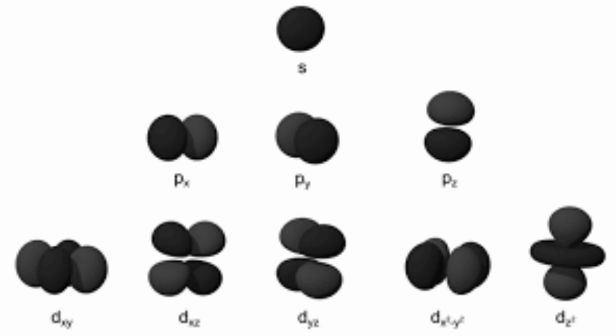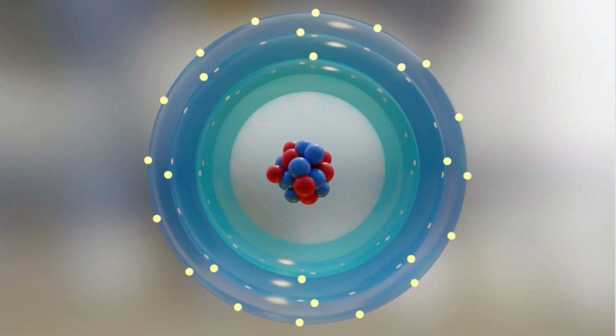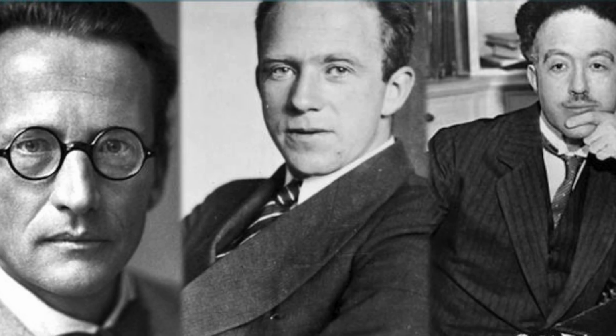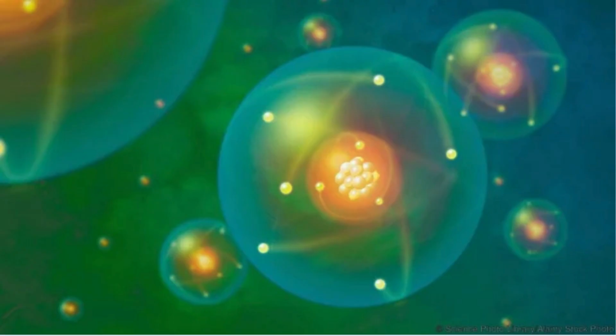In quantum mechanics, particularly in the context of the Schrödinger equation, electrons are described in terms of wave functions. The wave function represents the probability amplitude of finding an electron at a particular position in space. The square of the modulus of this wave function gives the probability density of finding the electron at a specific location. The electron cloud is a visual representation of these probability densities.